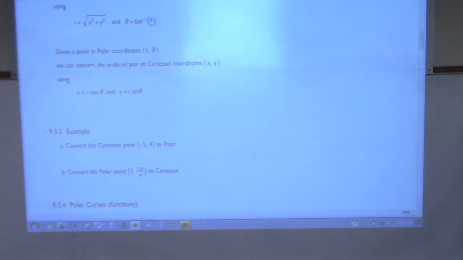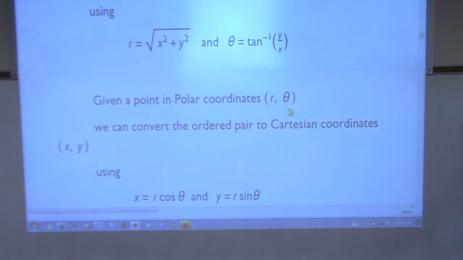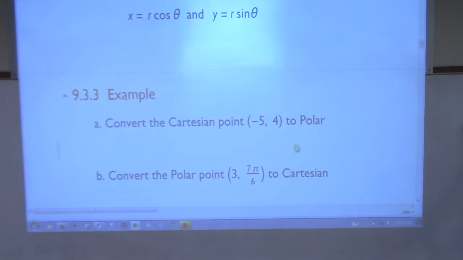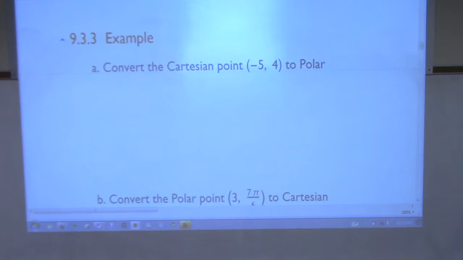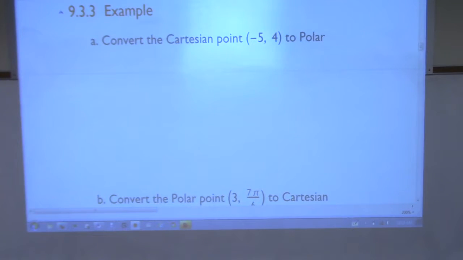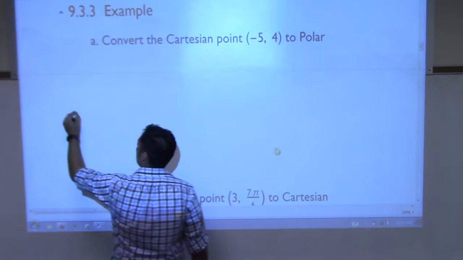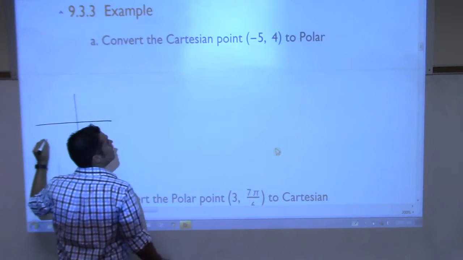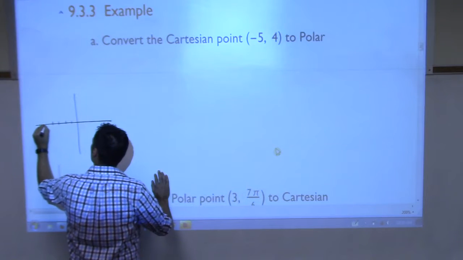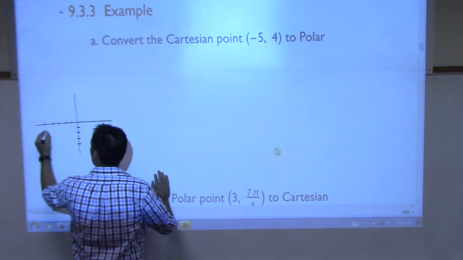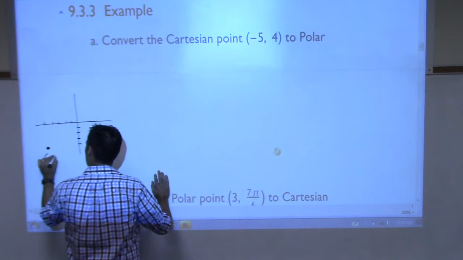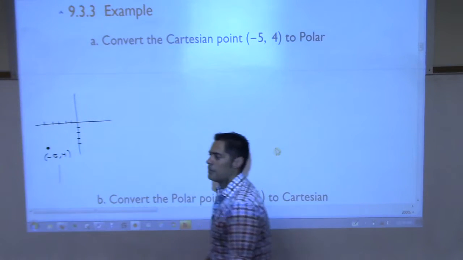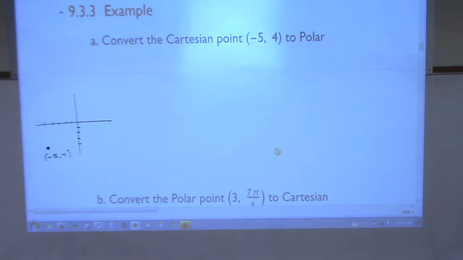So let's try a couple of these. These are very simple, just introduction things here. Let's convert this Cartesian point to polar. The first one I gave you, I meant it to be a little bit tricky. So let me quickly draw where we are. (-5, 4). That is our Cartesian point, yes? All right, let's convert it to polar.